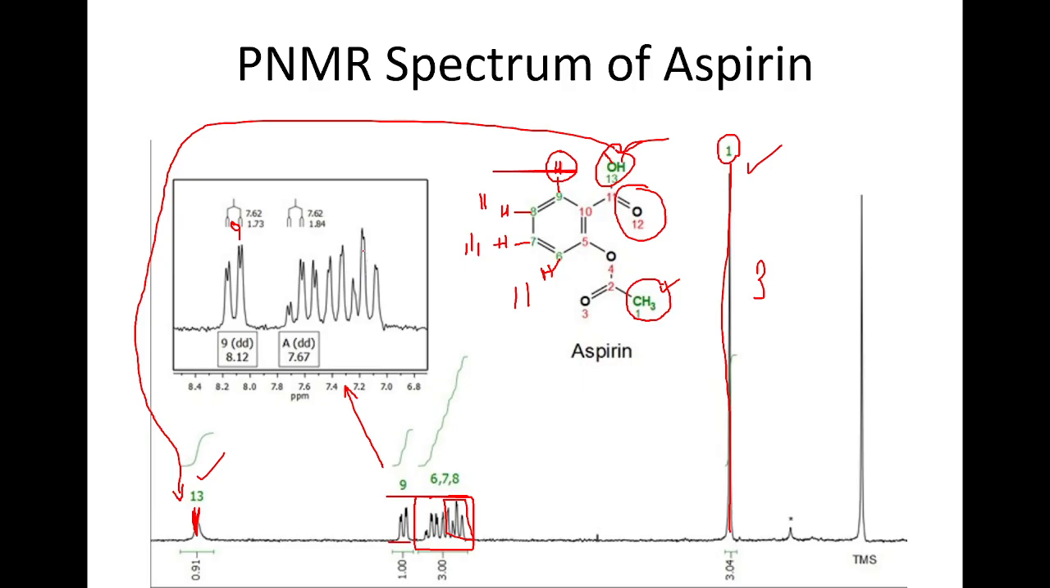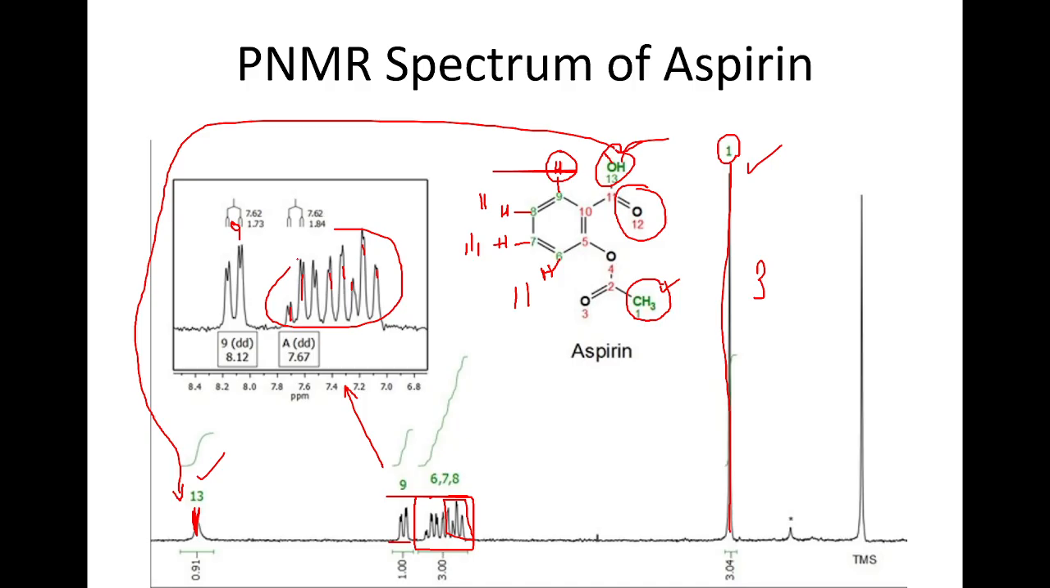Maybe that's the doublet for 8. Maybe this is a doublet for 6. And then there's a triplet for 7. But in fact, what happens? They are all overlapped together. 2, 4, 6, 8. 4 looks like a doublet.